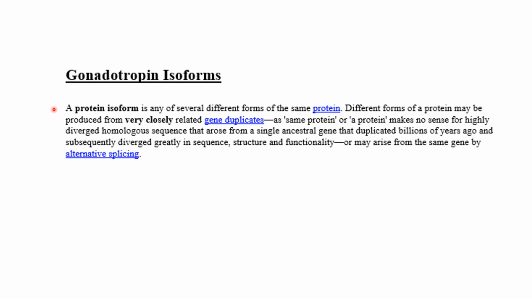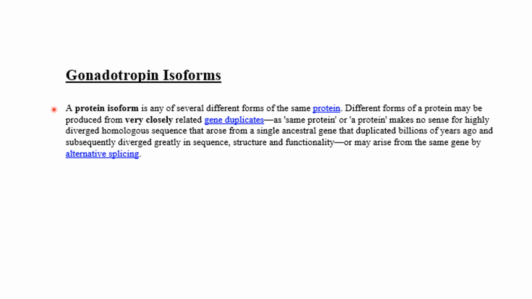Different forms of a protein may be produced from very closely related gene duplicates. So we know we have a gene for LH, we know we have a gene for FSH. Well, there might be a gene duplicate that's very close to LH and very close to FSH, down the line of a chromosome. And these very similar genes can cause the transcription and translation of an isoform of LH or an isoform of FSH, for example.